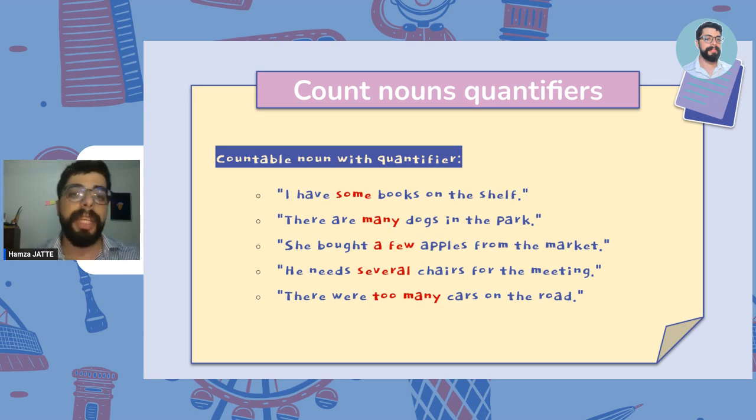So here, maybe you recognize that the quantifiers are respectively some, many, a few, several, too many. One of them, some, we can use also with uncountable nouns. So we can say some water, etc. But we cannot say, I have many water. I have a few water. I have several water. I have too many water, right? So that's wrong in English. We use these quantifiers only with words that we can count.